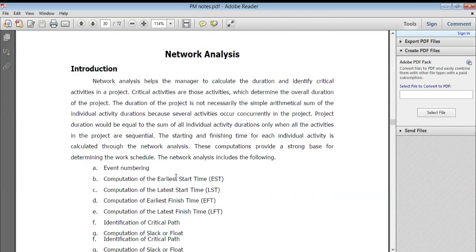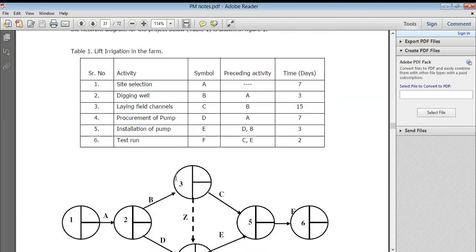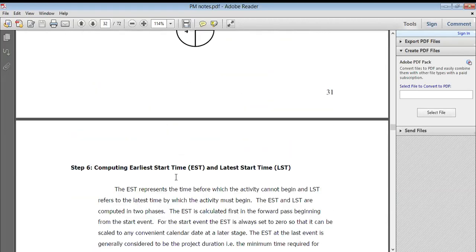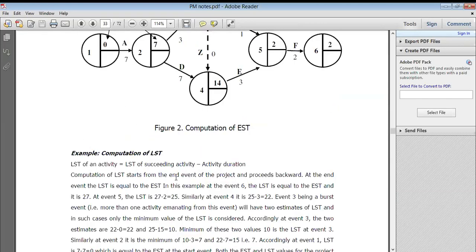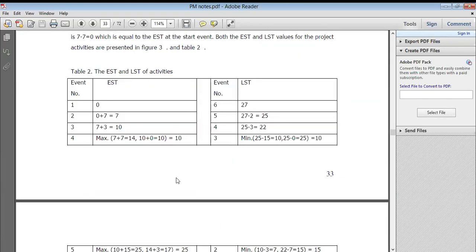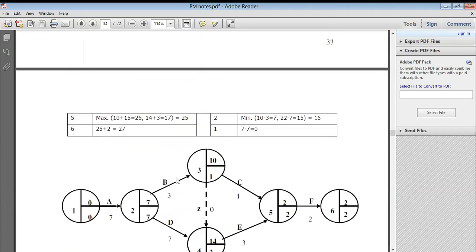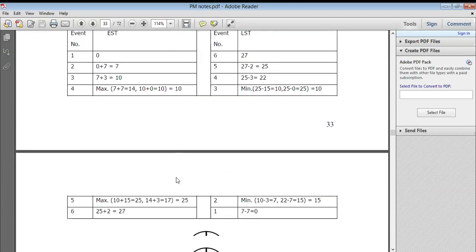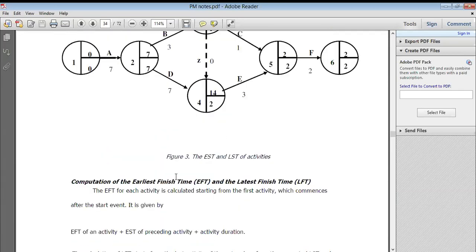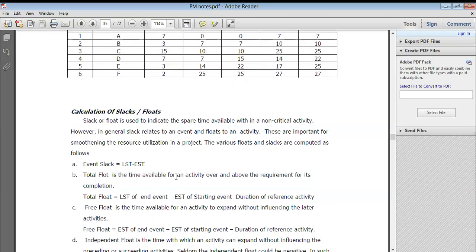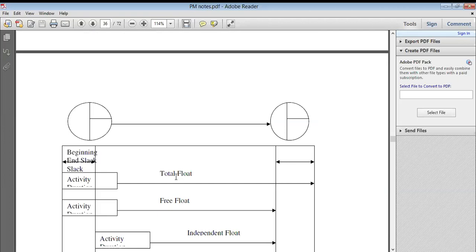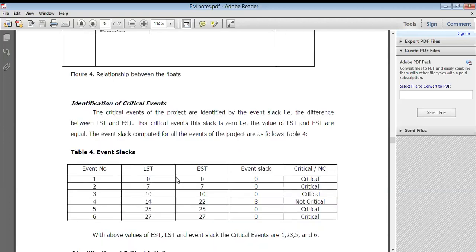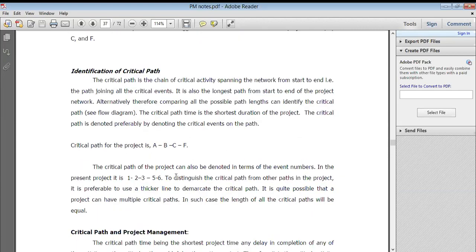Now we have seen the network analysis, and how we calculated it, how we calculate the earliest times and all. Don't worry, I will share those notes with all of you, so it helps you to calculate EST and LST, because that is where the problem is. But if you understand how we calculate, then it's easy. We also saw float last Friday, and how we calculate it.